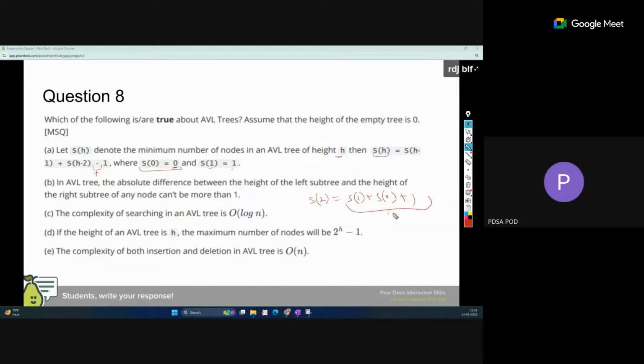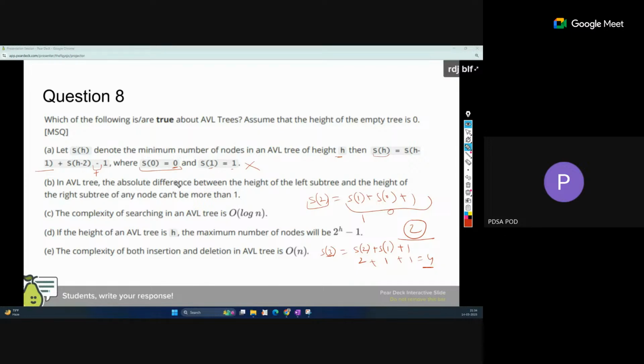What is the S(0) value? 0. S(1) is 1, plus 1, so that will become 2. So for height 2, the minimum number of nodes will be 2. If you want to calculate S(3), you add S(2) plus S(1) plus 1. S(2) is 2, S(1) is 1, plus 1, total 4. So for height 3, the minimum number of nodes will be 4. Just remember this formula, this is important.